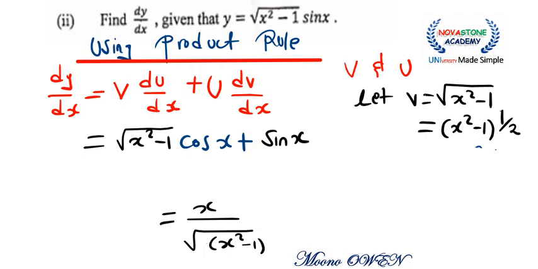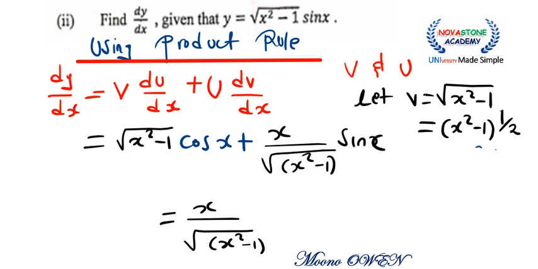Okay, let me just do it like that. The sine x I'm going to write at the end so that we write it nicely. So allow me to just write my x over the square root of x squared minus 1. Then let me write my sin x at the end like that. So basically that is what we are having.